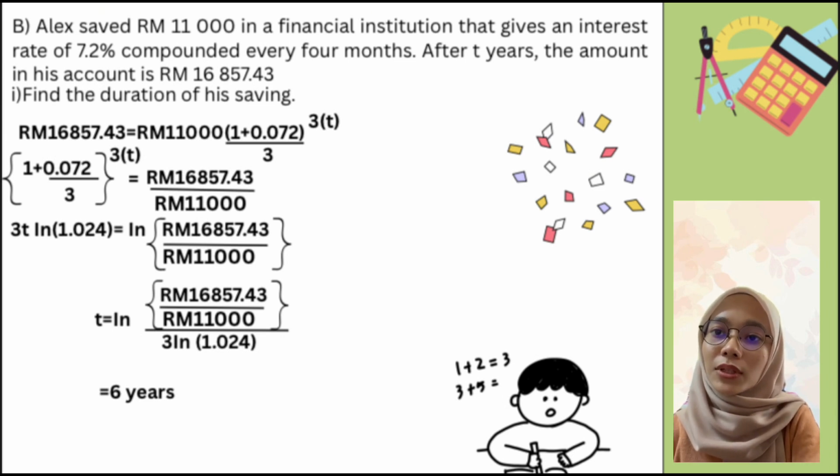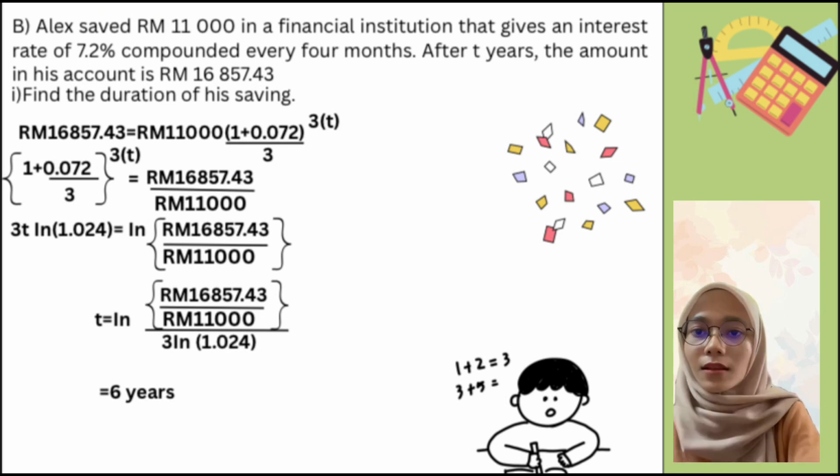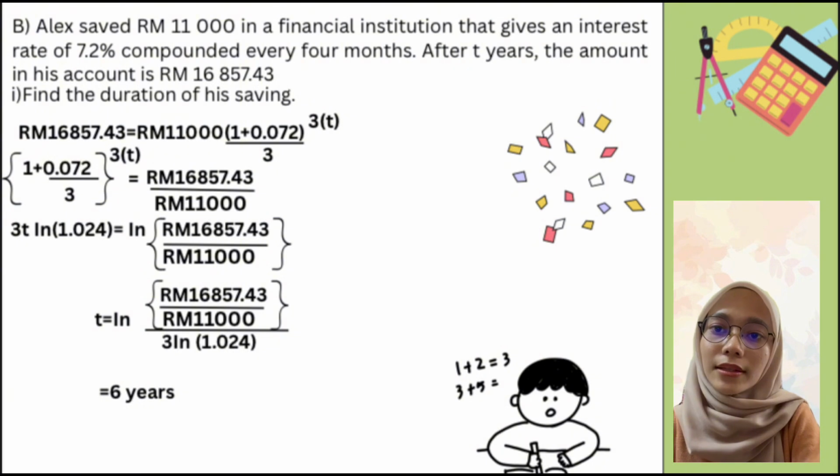So move the 11,000 to the left. It will be (1 + 0.072/3)^(3T) = 60,857.43 / 11,000. In this calculation, we use ln: 3T ln 1.024 = ln(60,857.43 / 11,000).